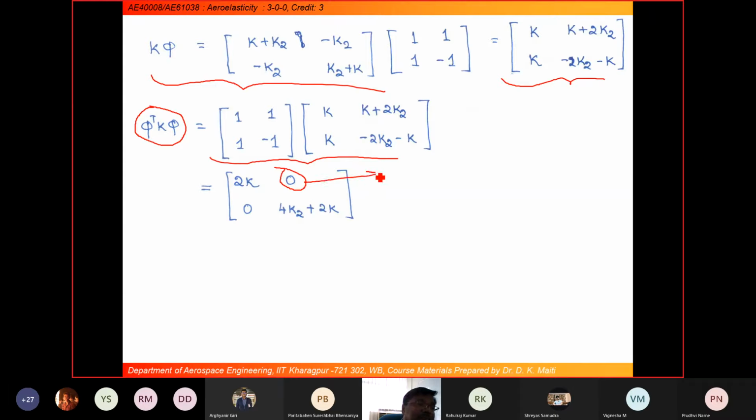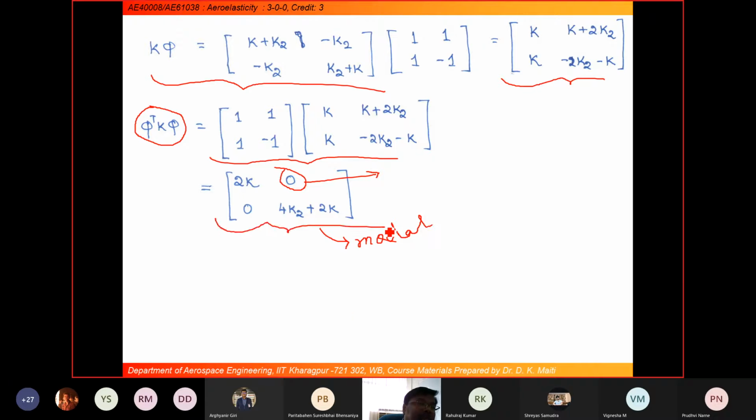We get only the diagonal mass matrix and similarly a diagonal stiffness matrix. Transforming the mass matrix and stiffness matrix this way, whatever we get after transformation we call the modal stiffness matrix. This is the modal stiffness matrix, and the earlier one we call the modal mass matrix. Is it clear?